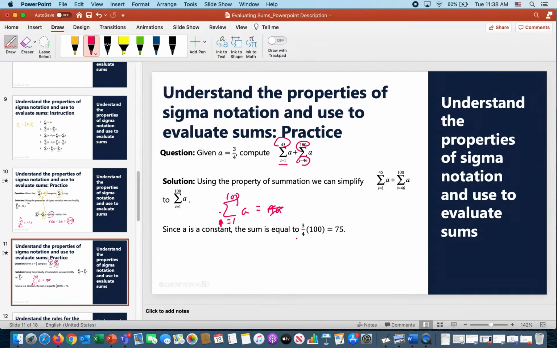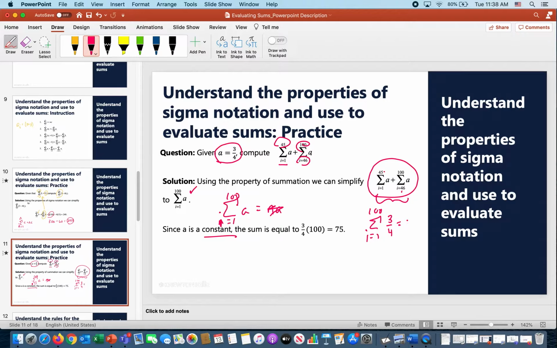So I'm going to go in and say, since a is a constant, right? We were given that a is a constant right here. We're just going to have 3/4 times 100, or 75. So what we're doing is taking this idea and rewriting those two sums as one sum. Notice we go from 1 to 45 and then 46 to 100. So we could combine these two into just one sum from i equals 1 to 100 of this constant.